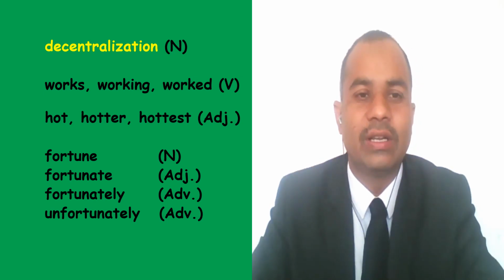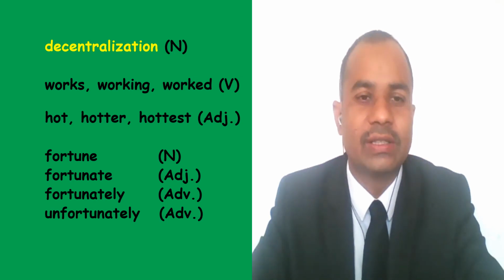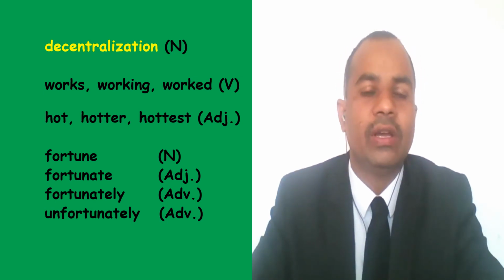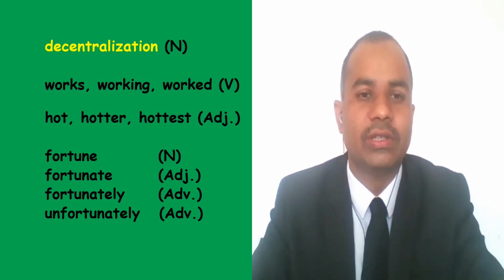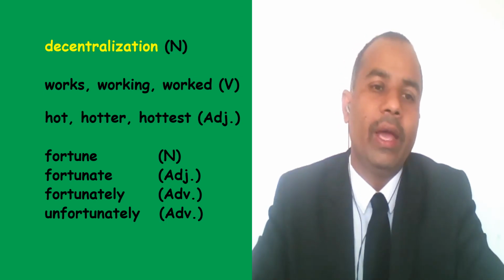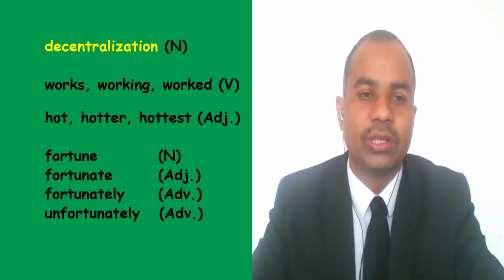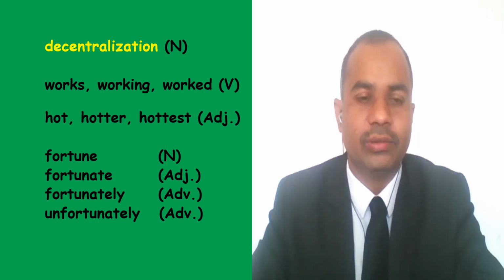We have center as a noun, then central as an adjective, then centralize as a verb, then centralization again becomes a noun, and decentralization is the opposite of centralization, the process of centralizing or decentralizing the same process, you may say. Then we can add prefixes or suffixes not only to a noun, but even to a verb. So work, for example, to do some activity or something like that.